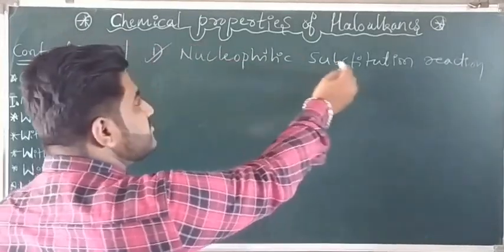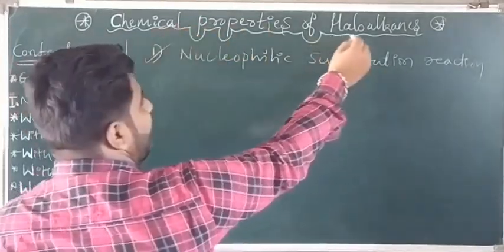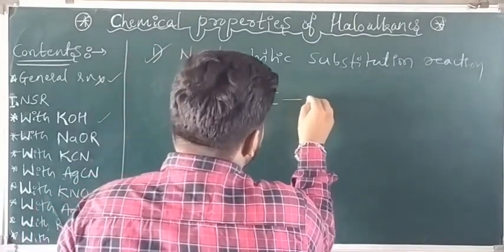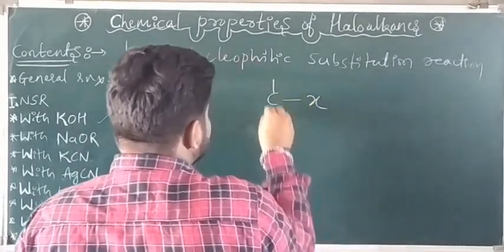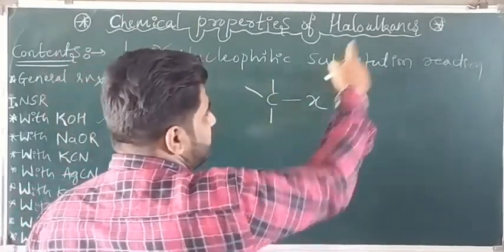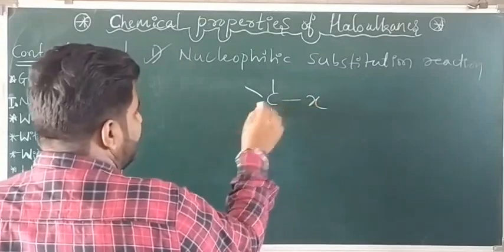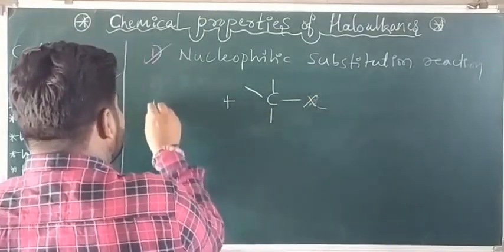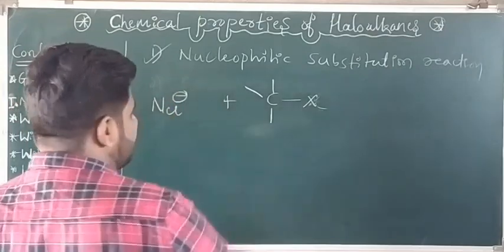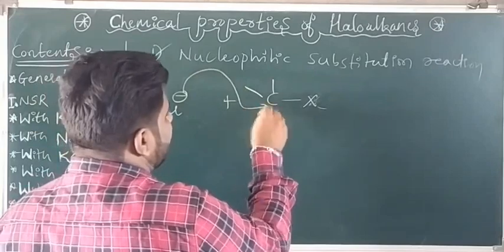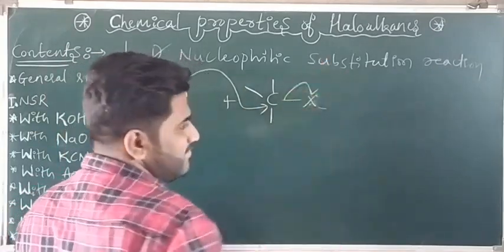So nucleophilic substitution reaction in haloalkanes. So what are haloalkanes, guys? RX. So let us say C-X, with some bonds to carbon. This is a haloalkane. X means halogen atom. Any halogen atom you can use. So when any nucleophile, meaning a negatively charged species, attacks, it will attack on the carbon and this X is eliminated.